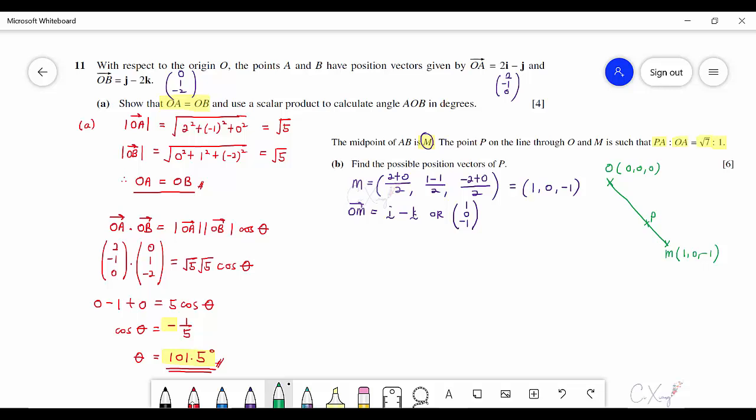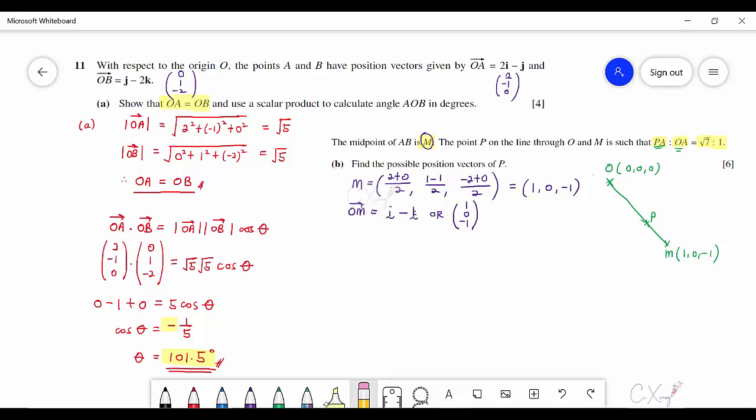And then they tell you that the length of PA to the length of OA is √7 to 1. So I don't know where my A is, so let's say my A is here. They want you to prove that the ratio of the length of PA to the length of OA is √7 to 1. This is what the question is about. So maybe we will want to find the position vector of P first.